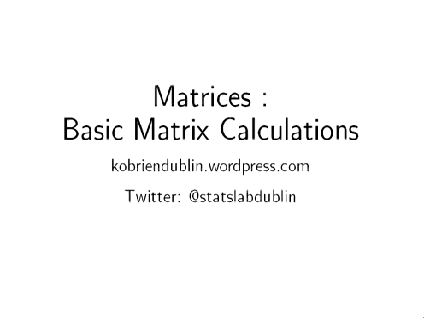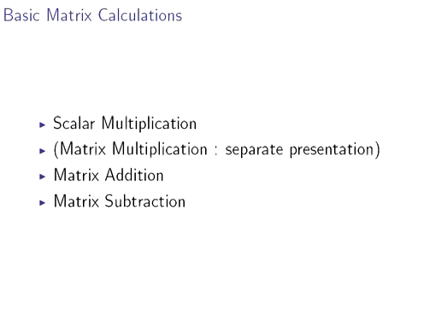In this presentation, we're going to look at basic matrix operations that we would encounter. Now, here's a list of them here. The first one we're going to deal with is scalar multiplication, which is a very simple type of multiplication. There's another type of multiplication in matrices, called matrix multiplication, and we're going to deal with that in a separate presentation because it's much more complex than scalar multiplication. We're also going to look at matrix addition and matrix subtraction.